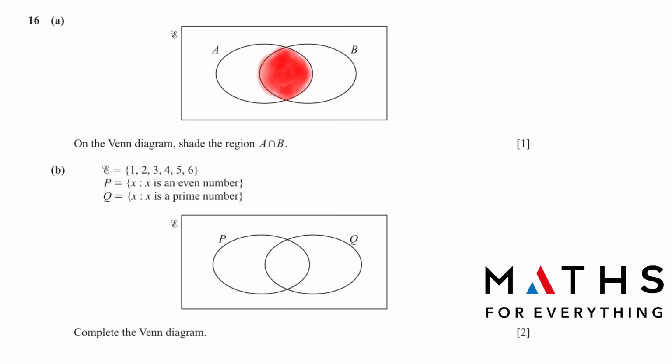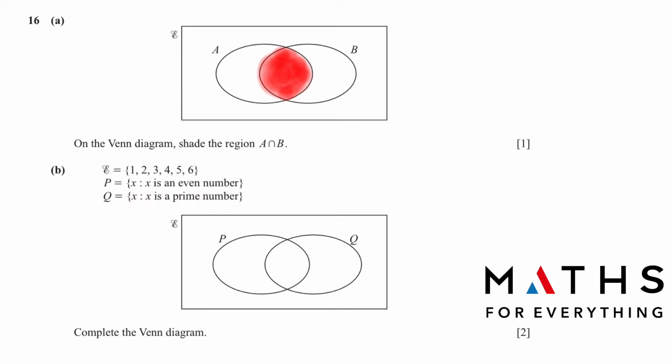For more on Venn diagrams, you can watch the video which I have made on shading the circles. Now 16b. The universal set is 1, 2, 3, 4, 5, 6. P is x such that x is an even number. Q is x such that x is a prime number.